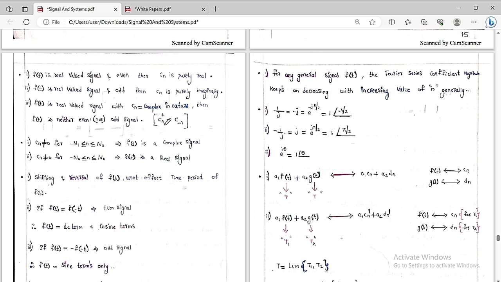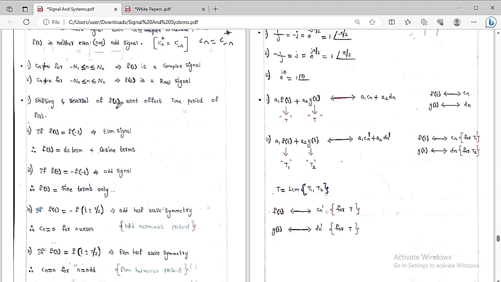I already told you Cn conjugate is equal to C of minus n, and vice versa is also true, which is Cn is equal to C of minus n conjugate. Both are true. So here f of t is called neither an even signal nor an odd signal. This concept is valid only for real value signals, and this concept is invalid for complex value signals.